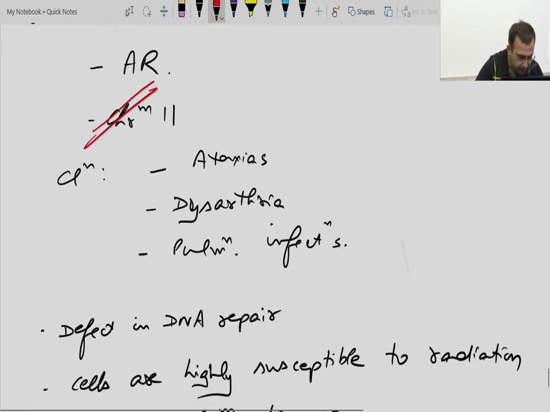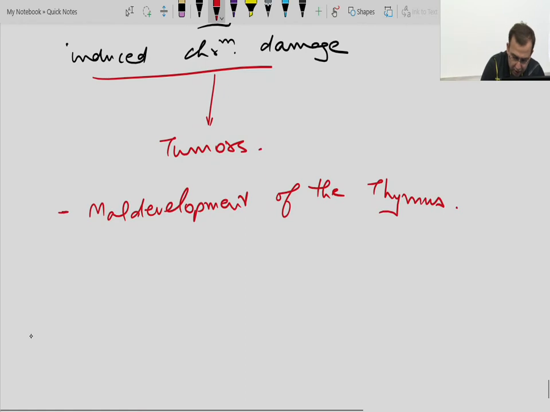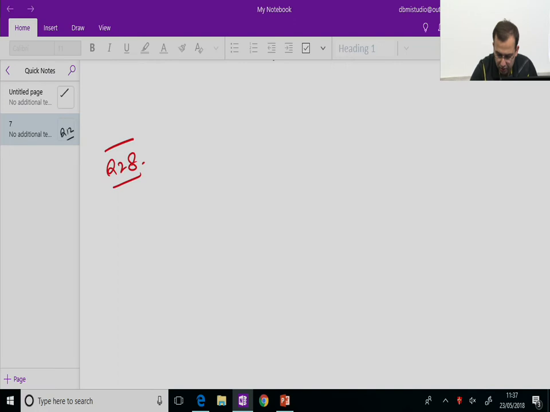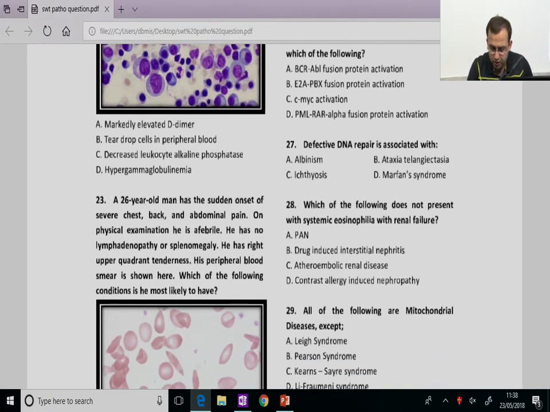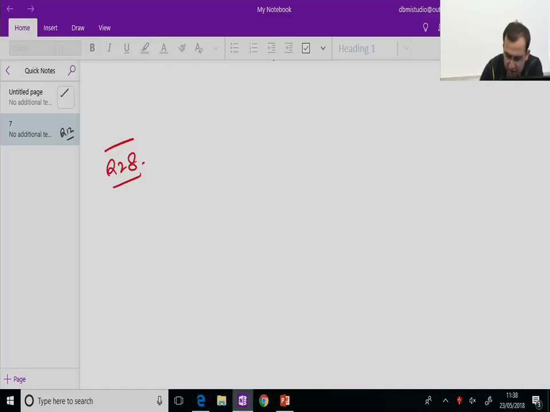This gets us to question number 28. Which does not present with systemic eosinophilia with renal failure? Let's see option wise. Drug-induced interstitial nephritis is seen, atheroembolic renal damage, contrast allergy, all with eosinophilia and renal damage. Fair enough. So the answer is A, that is PAN, polyarteritis nodosa.